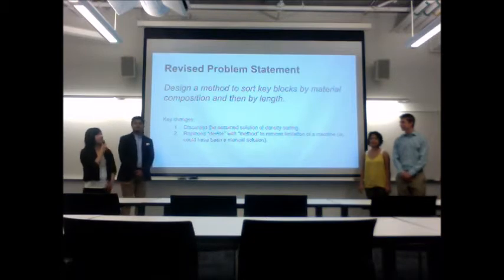Our revised problem statement is: design a method to sort key blocks by material composition and then length. The changes we made from our original problem statement: the original was really long and detailed and had a lot of information that wasn't necessary for what we were trying to build. So we discarded the assumed solution of density sorting and replaced the word device with the word method, so that we could use another method of sorting, like sorting by hand instead of using an actual machine.